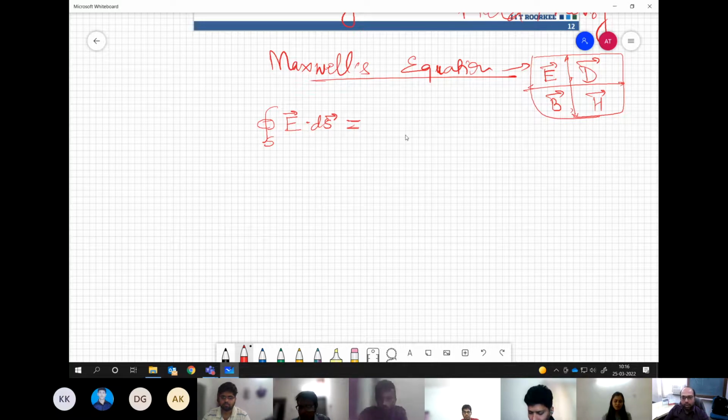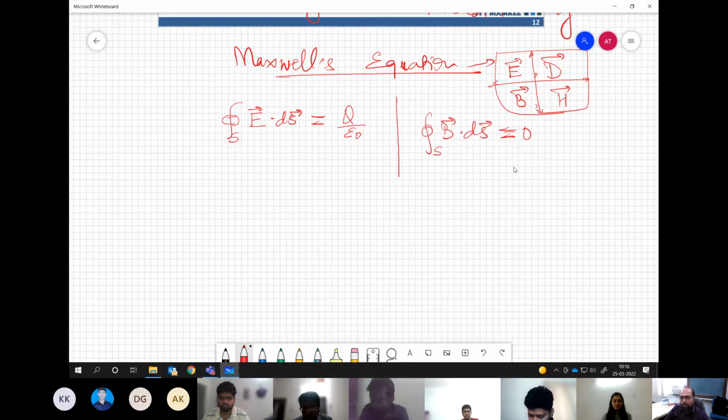On the other hand, if we have the closed surface integral of magnetic field density, what do we get? Zero, because we always have magnetic dipoles. We don't have a monopole. The magnetic dipoles always exist, and here we may have isolated charge. So that is how we are arriving at these equations.